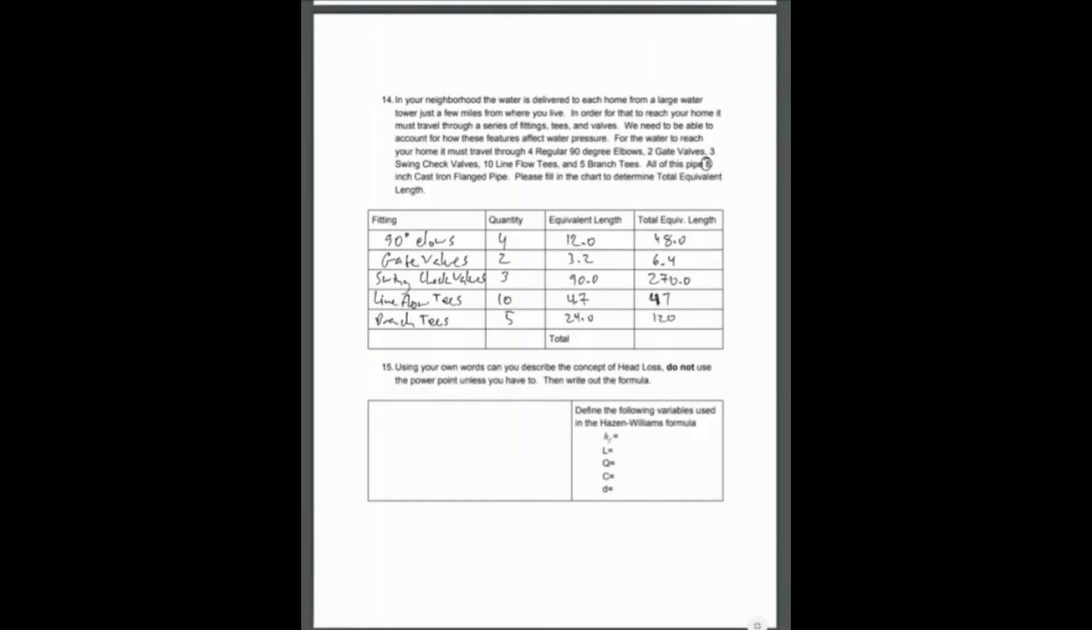Adding those all up, you should get 491.4 feet. All right. And that's what we have for this portion.